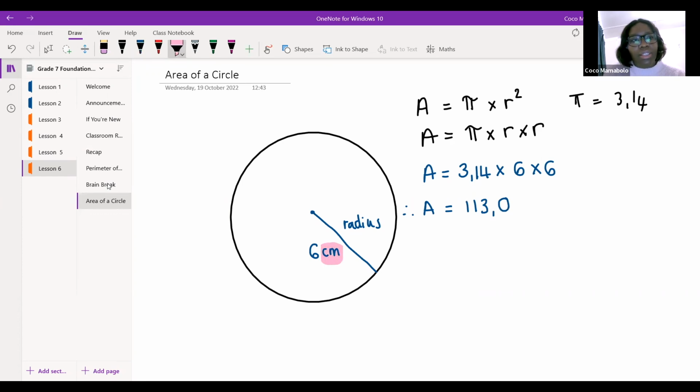Oh, centimeters squared. Excellent. Oh, Olonda, you remembered we're calculating area. Therefore, we need to say centimeters squared. Oh, Olonda, I'm so proud. Well done. You did that so beautifully. Amazing. Excellent stuff. Well done.